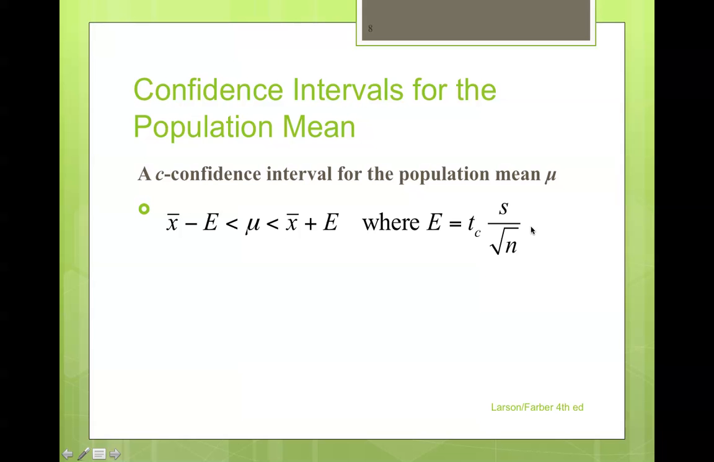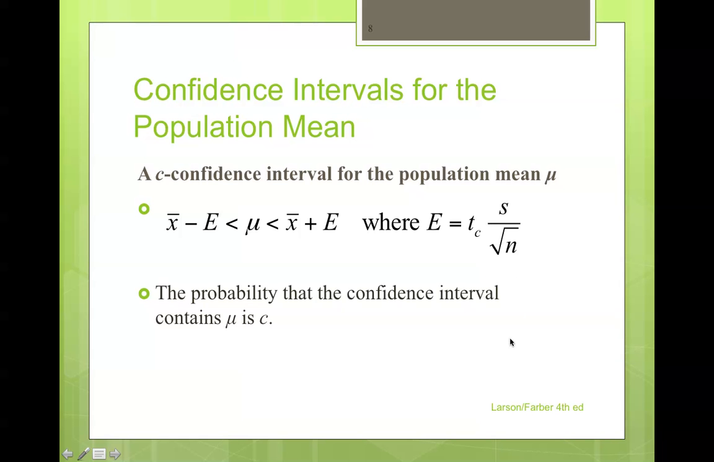We're no longer using a z-score, we're using a t, so we're going to replace z with tc, and we're multiplying it by s divided by the square root of n. The probability that the confidence interval contains mu is c.